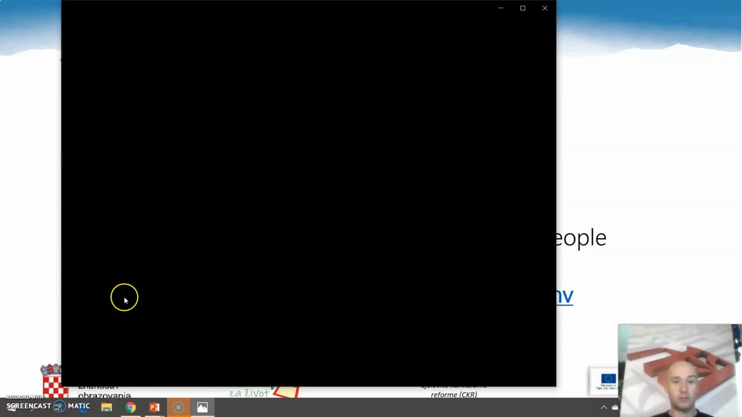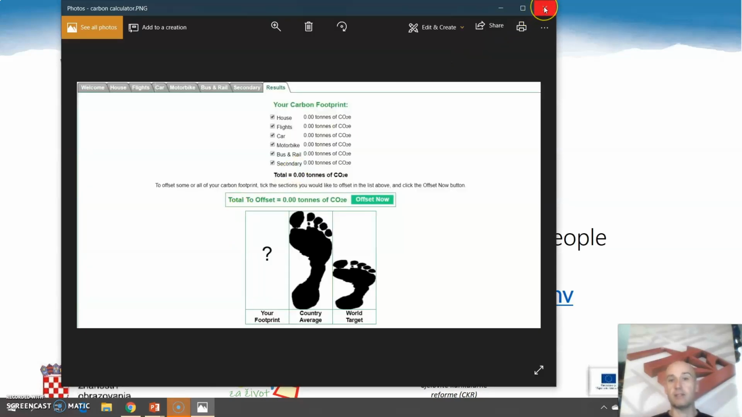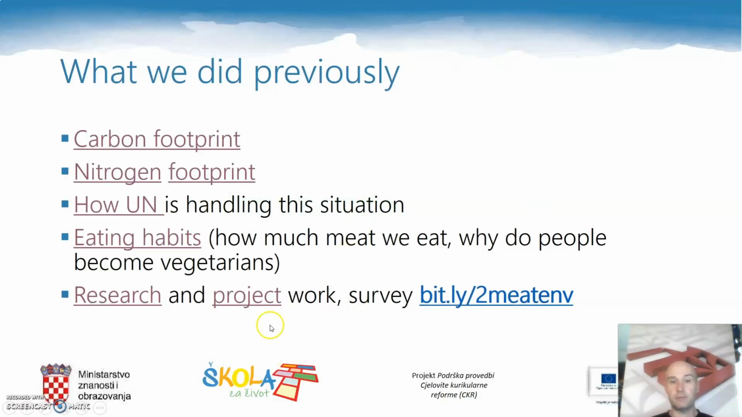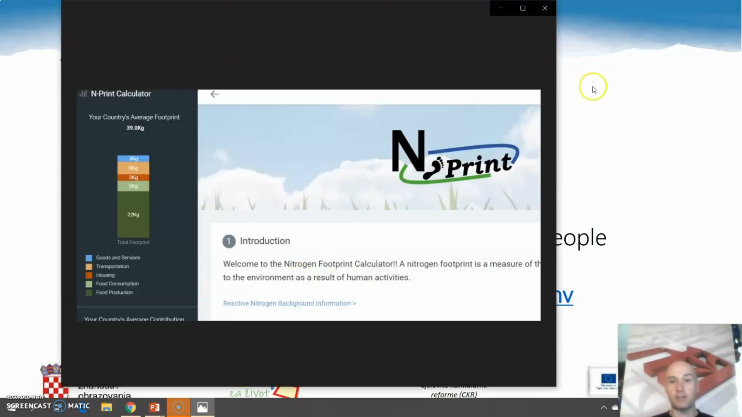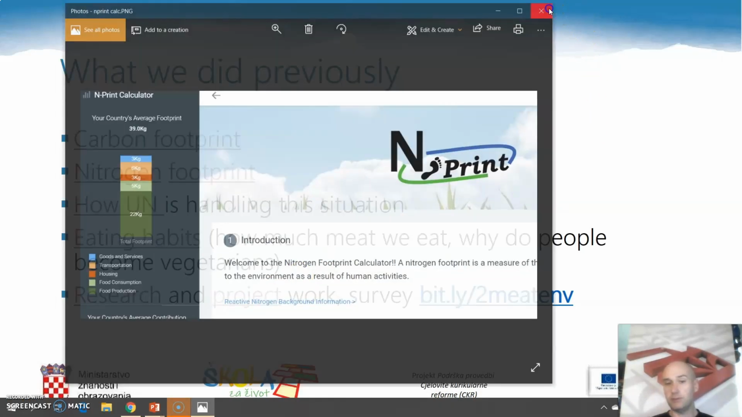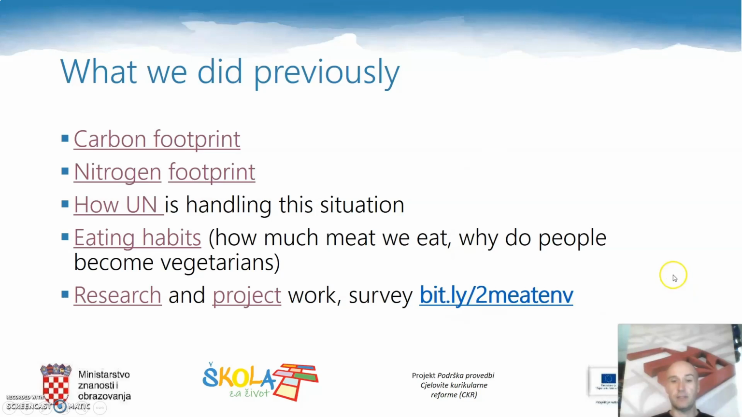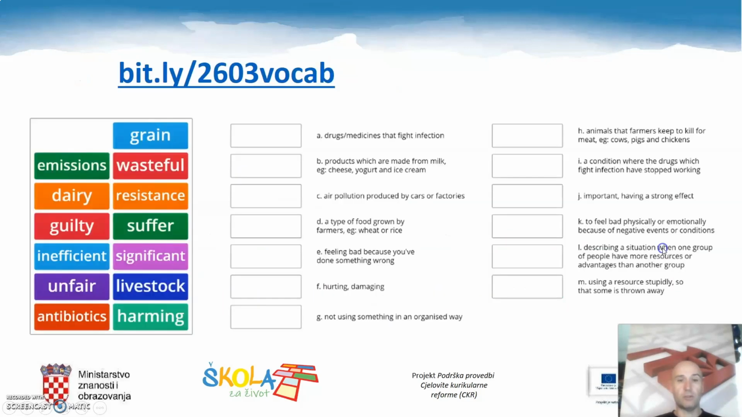We did some research, calculating our own carbon footprint, calculating our own nitrogen footprint, and we did a little survey. So, what are we going to do today? We're going to do some reading today, but we will start off with a little vocabulary work.